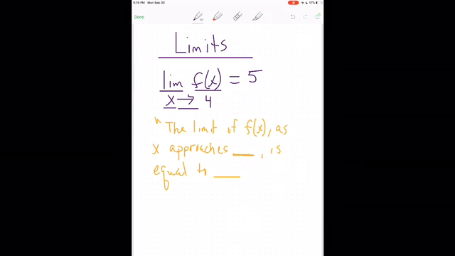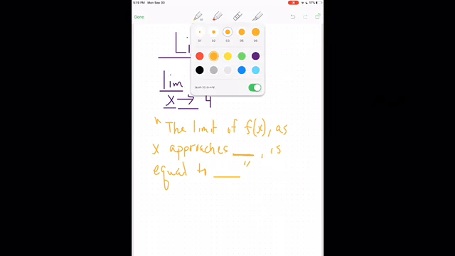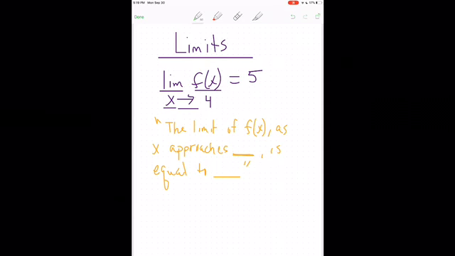Okay, so what is this really telling us, though? Basically, what this is saying is as my x value gets closer and closer to 4, so as x goes to 4, it's telling me that my y value is going towards 5, or my f of x value, right? Y, f of x, interchangeable. So as x goes to 4, y goes to 5.